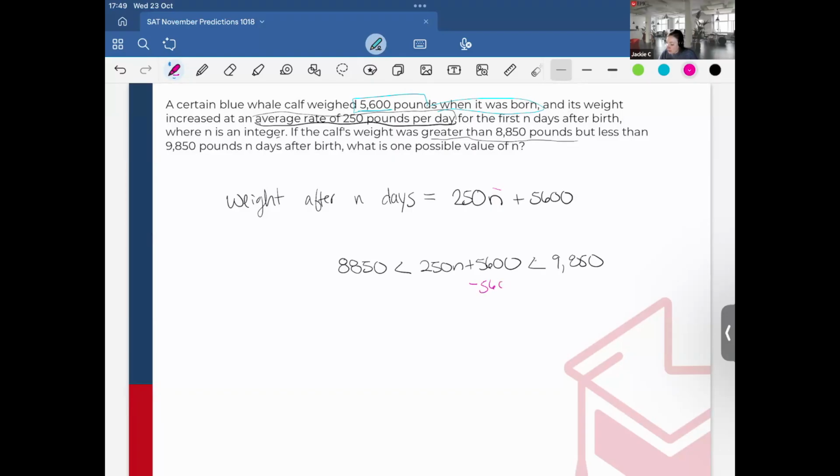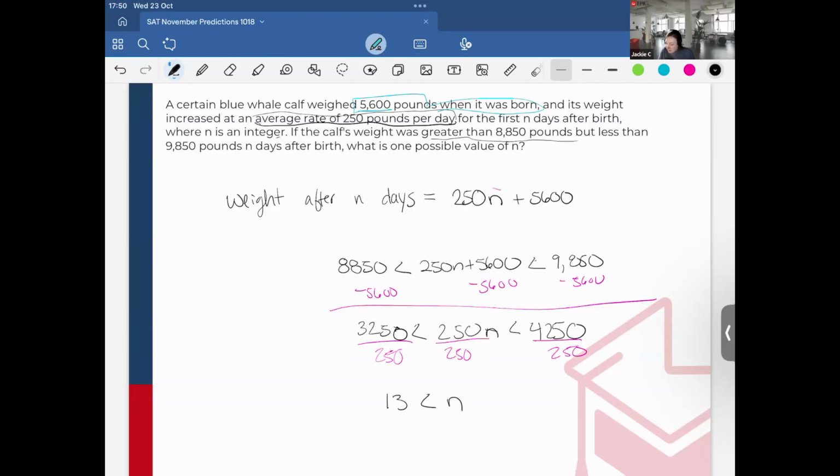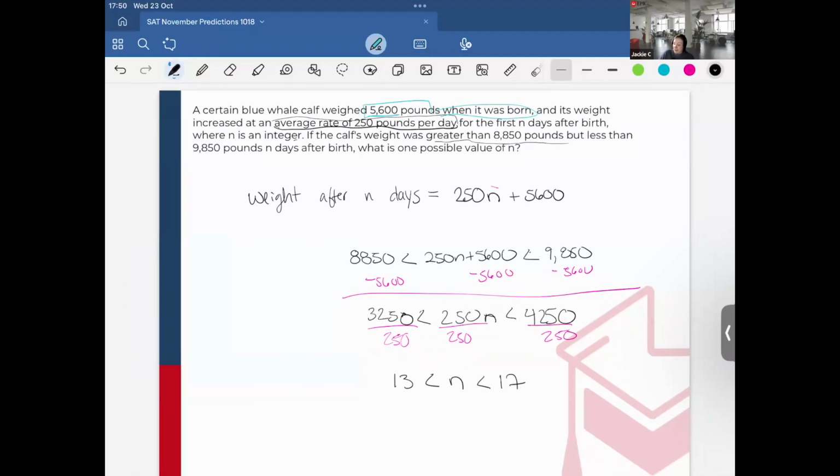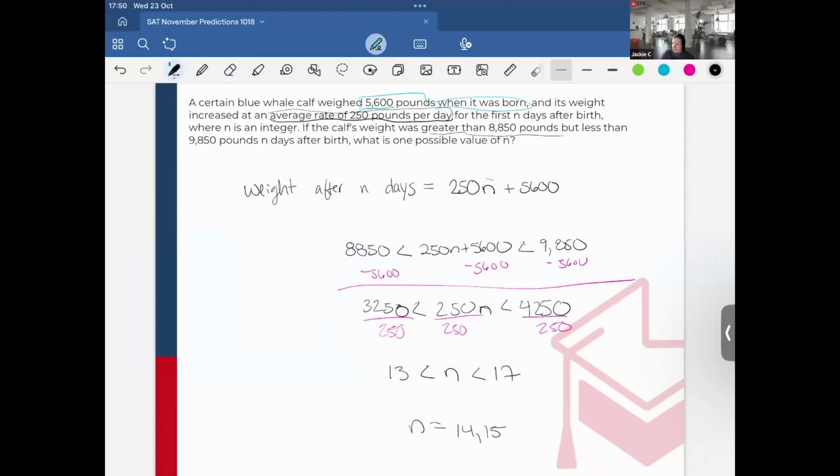So what we do in solving inequalities, subtract 5,600 from each side of the inequality. So this will simplify to 3,250 is less than 250 n, and 9,850 minus 5,600 is 4,250. And then my final thing to do would be divide everything by 250. And when I do that, I get that n is greater than 13, but less than 17. So the possible values that you could type in for n would be 14, 15, or 16. Do not type in all of them, choose one of them and just type it into the response.